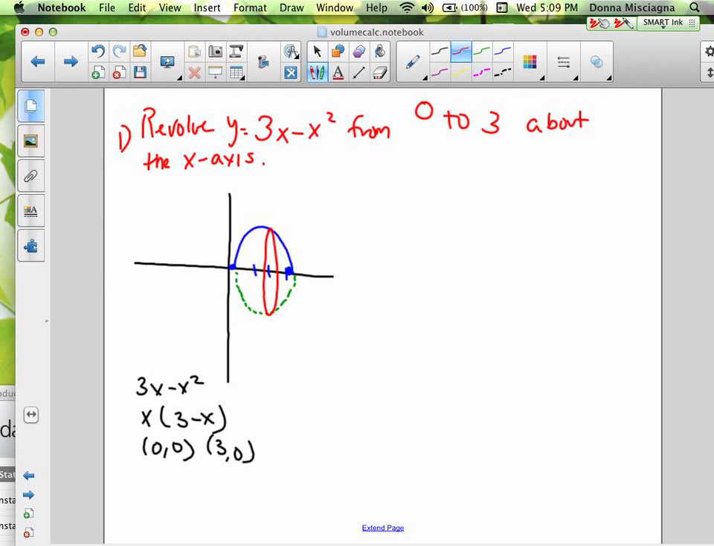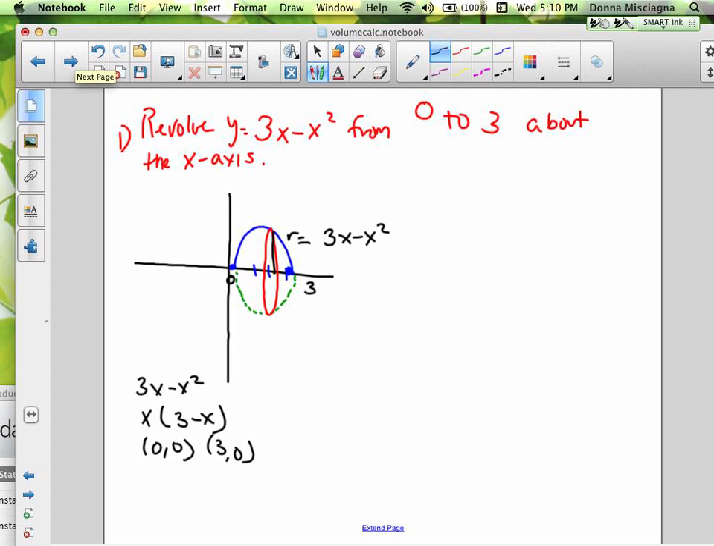Here's my sample disk, and my radius would be that, right? So my r is just the distance from my curve to the x-axis. So my r is going to be 3x minus x squared, of course. We are already given from 0 to 3, which works out nicely because that's where it intersects. That's all we could do. We could do less, from 0 to 2, and have a different shape, but we couldn't do anything more than 3.